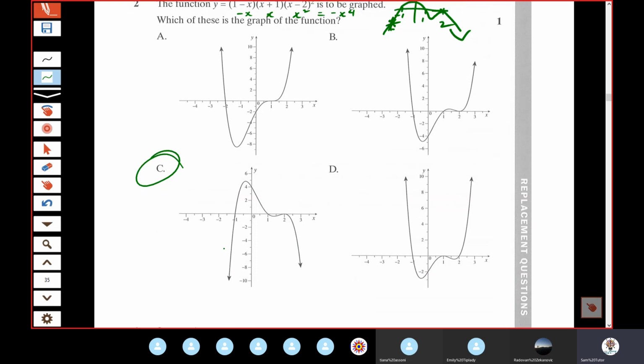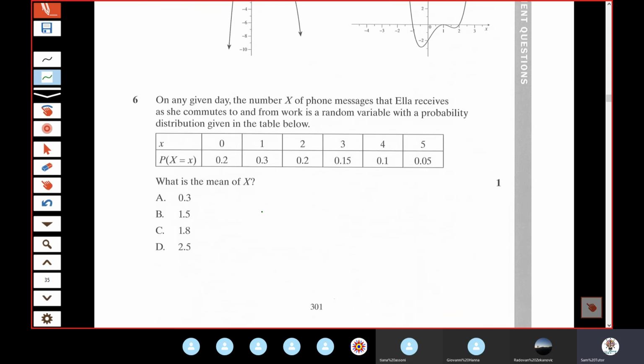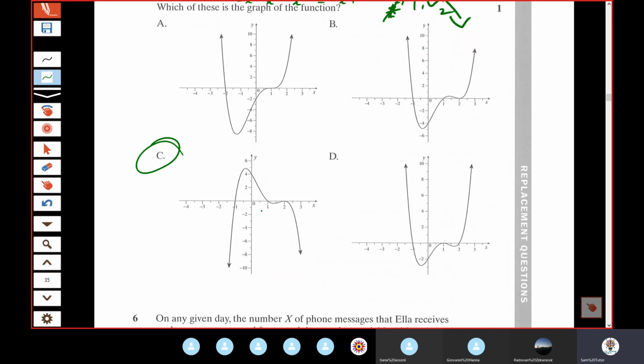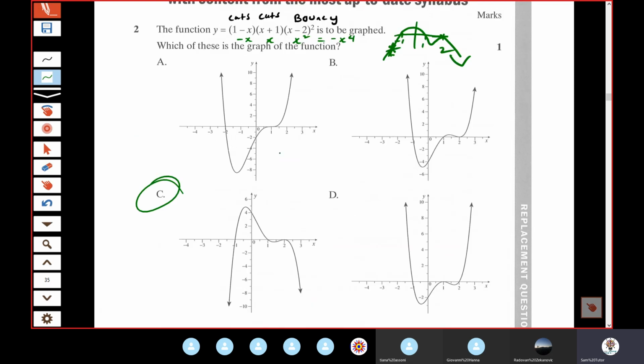Any questions? All right. We don't know the why. You don't need to know the why, unless there were two to compare it by.